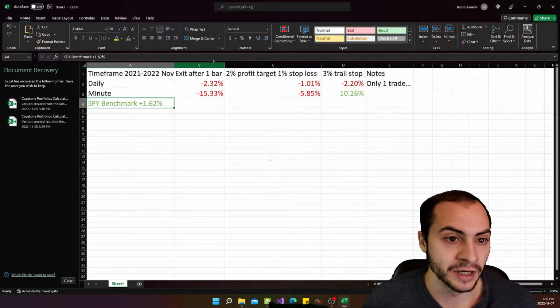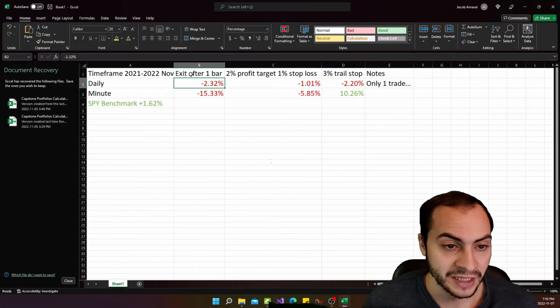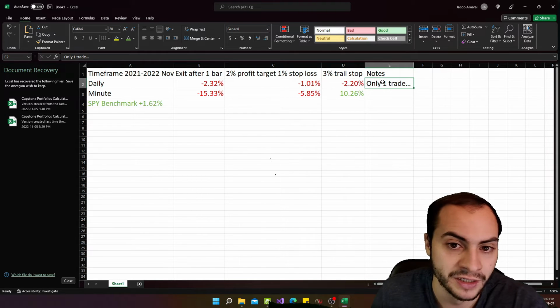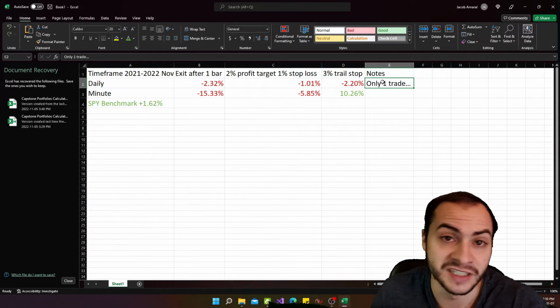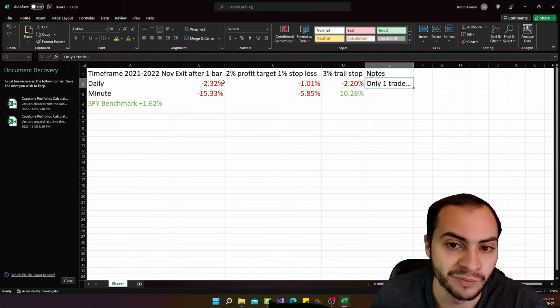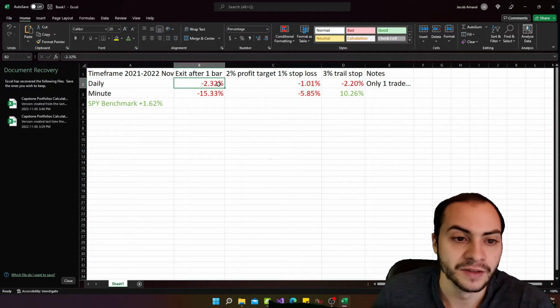And then, okay, so I did daily bars and then minute bars. So daily, exiting after 1 bar was red, returned negative 2%. Now there is a note, there's only one trade. There's only one double bottom pattern on daily bars, at least with my software, in terms of detecting a double bottom. So it is a little bit skewed. If there's more trades, that would have been better. Maybe I should have done like 60-minute bars or half day bars, but there's only one trade.